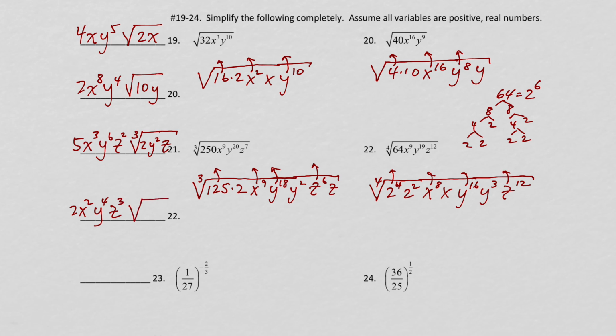And then it's times the 4th root of everything that couldn't come out. 2 to the 2 I have to simplify as 4. And then we've got x and y cubed.